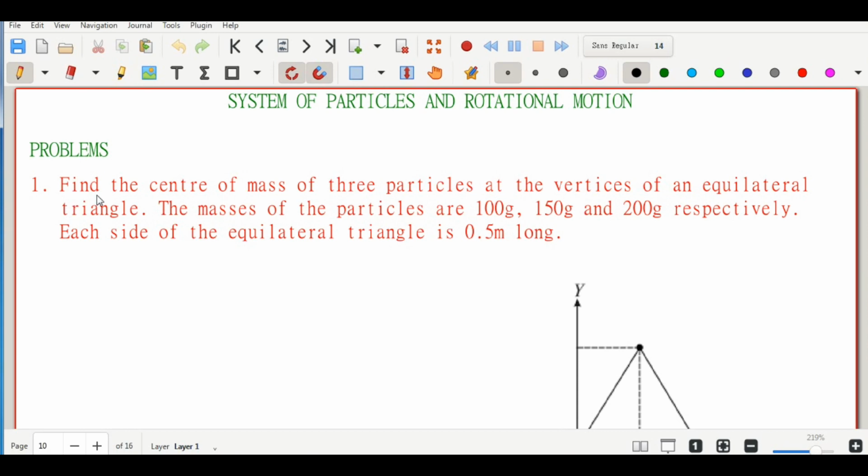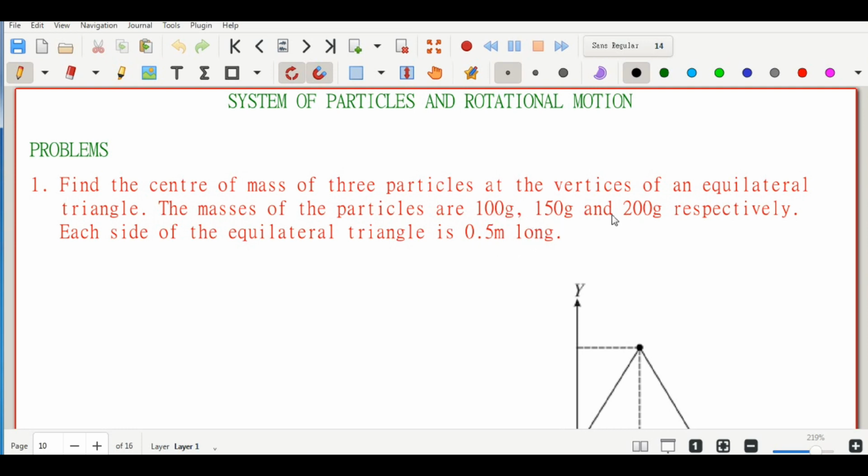The problem is to find the center of mass of three particles at the vertices of an equilateral triangle. The masses of the particles are 100 gram, 150 gram and 200 gram respectively. Each side of the equilateral triangle is 0.5 meter long.